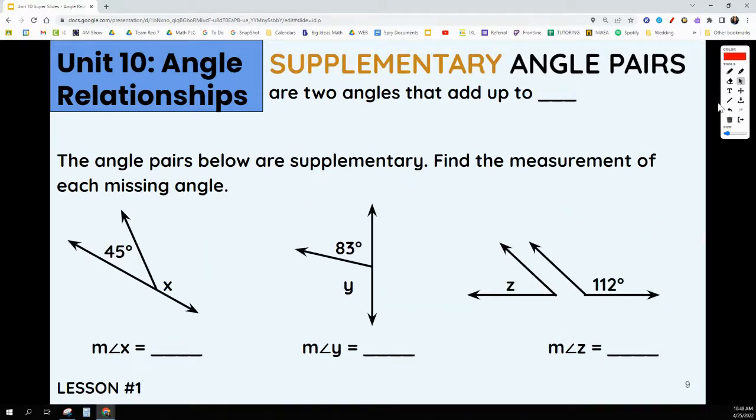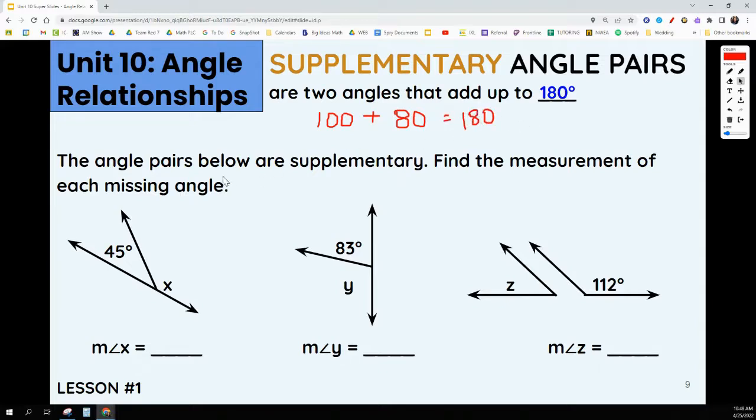Supplementary angle pairs are two angles that add up to 180 degrees. So now the sum has to be 180 degrees. For example, if I have one angle that's 100 degrees, the other angle would have to be 80 degrees in order for them to be supplementary, because those two add up to 180 degrees.